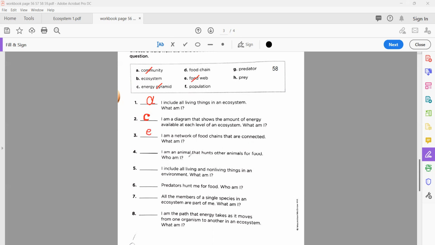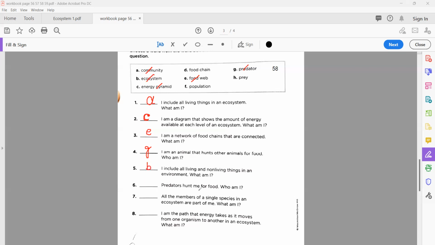Now number four, I am an animal that hunts other animals. Very easy. Okay, who is going to hunt the others? What do we call them? G, that is your predator. Now next, I include all living and non-living things in an environment. Easiest one. Okay, because we studied it before, that is your B option. It means that is ecosystem.